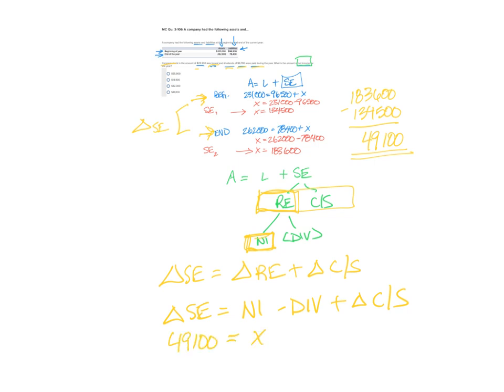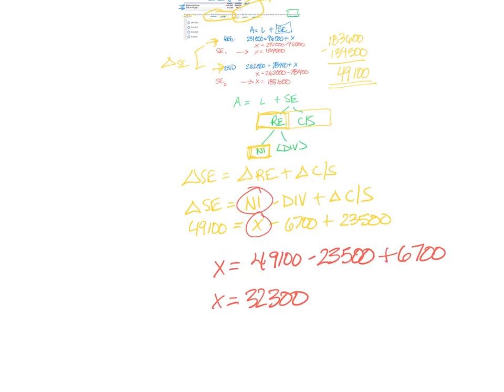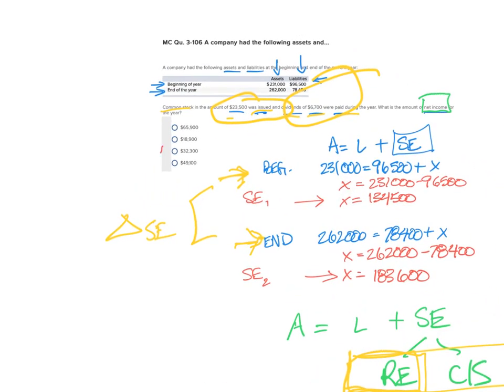Net income, we don't know. That's a variable we're trying to calculate, so we'll leave that as X. Minus the dividends, which are 6,700. That's given to us right here. And then plus the change in common stock, which is told to us right here of 23,500. Okay, we're going to go ahead and solve this equation, and we should, because our goal right here is to get net income, we should, if we solve for X, be able to calculate then net income. Okay, after working through the equation, X or net income equals 32,300. We now just have to find the answer in the multiple choice question that agrees to that, and that would be C here.